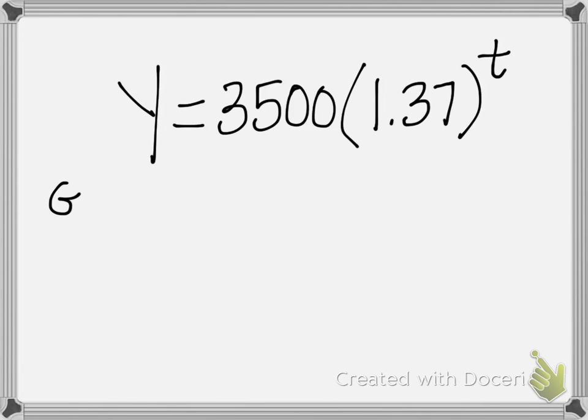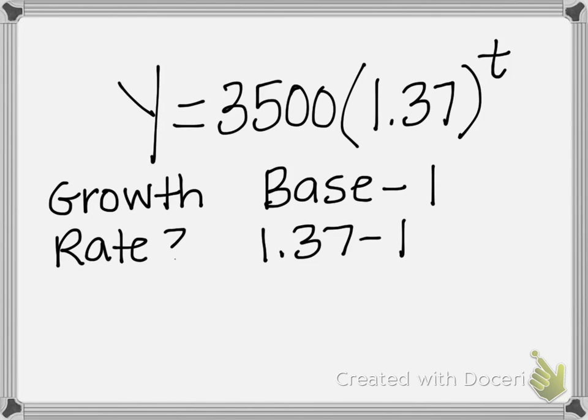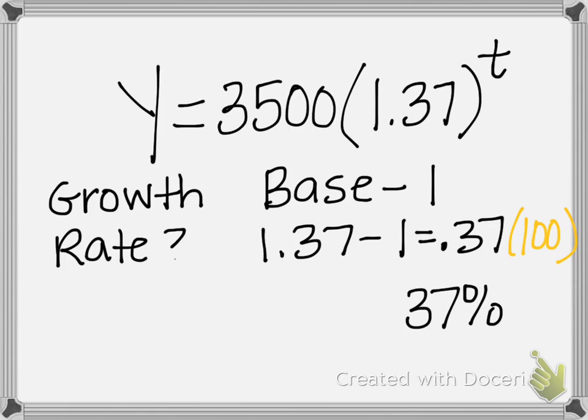Alright, so this problem is going to represent growth. So since it represents growth, that means I'm going to take my base and subtract 1 in order to find my rate. So my base is 1.37, subtract 1. It's going to give me 0.37, multiplied by 100. And this is going to be a growth of 37%.